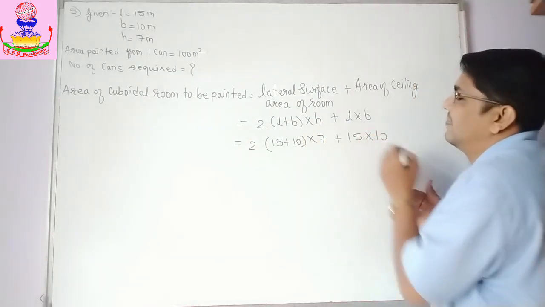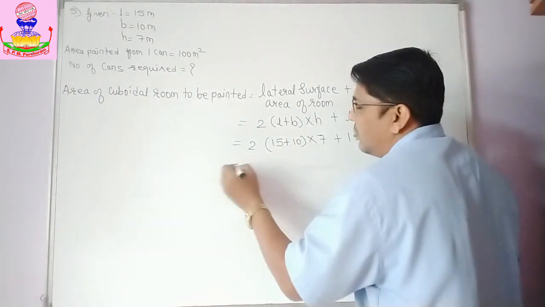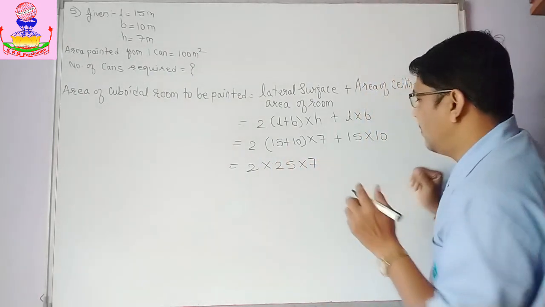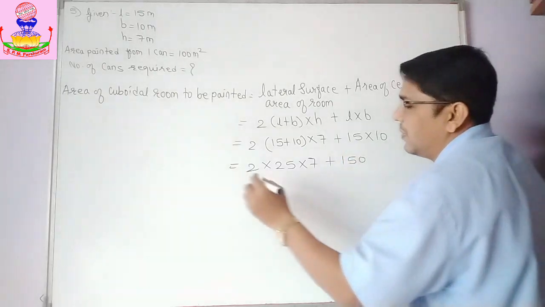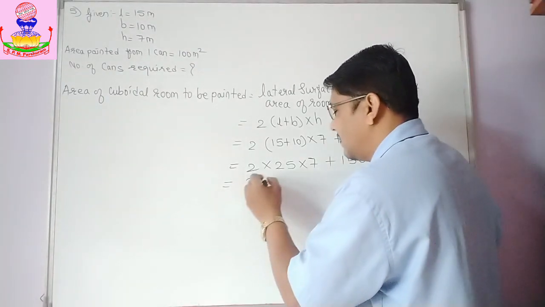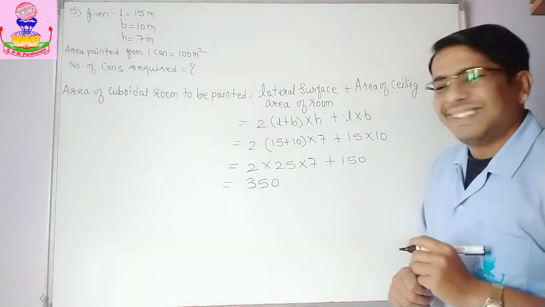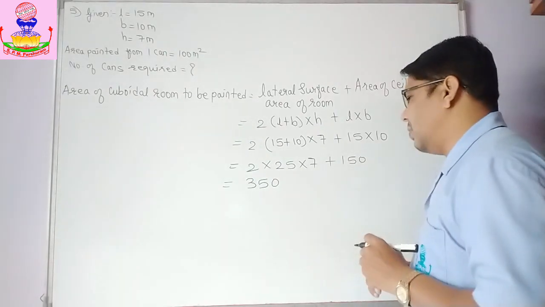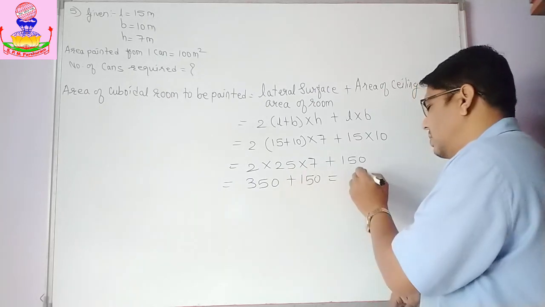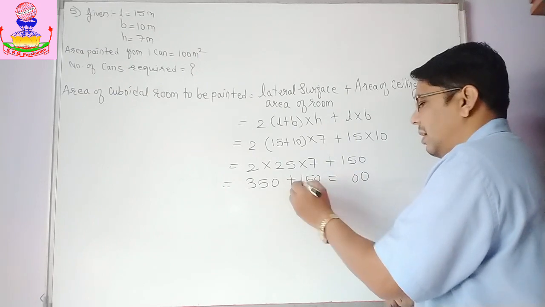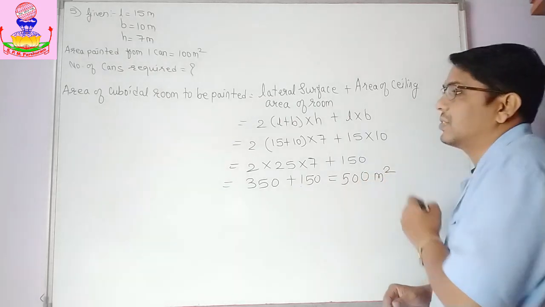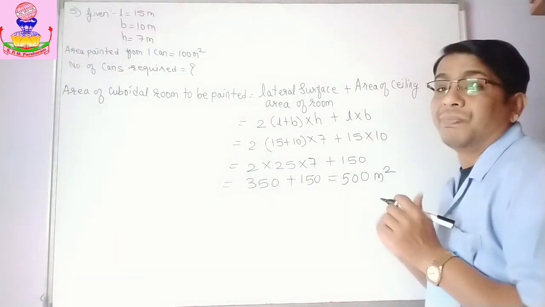So 15 into 10. Right? Now 15 plus 10, 25. So 2 into 25 into 7 plus 15 tens are 150. Now 25 twos are 50. 50 sevens are 350. Okay? Now plus 150. So that is equivalent to how much? 0. 5 plus 5, 10. 1 carry on. 3 plus 1, 4. 4 plus 1, 5. So 500 meters square. This is the area of the cuboidal room to be painted.